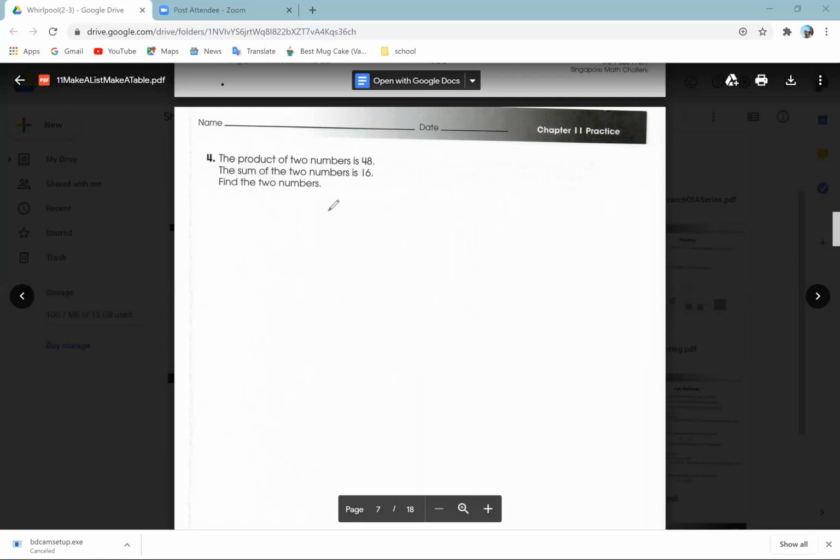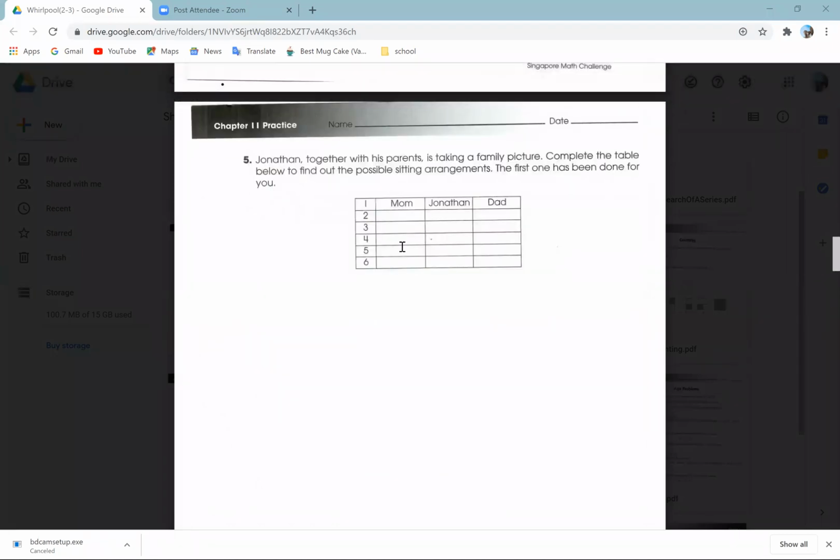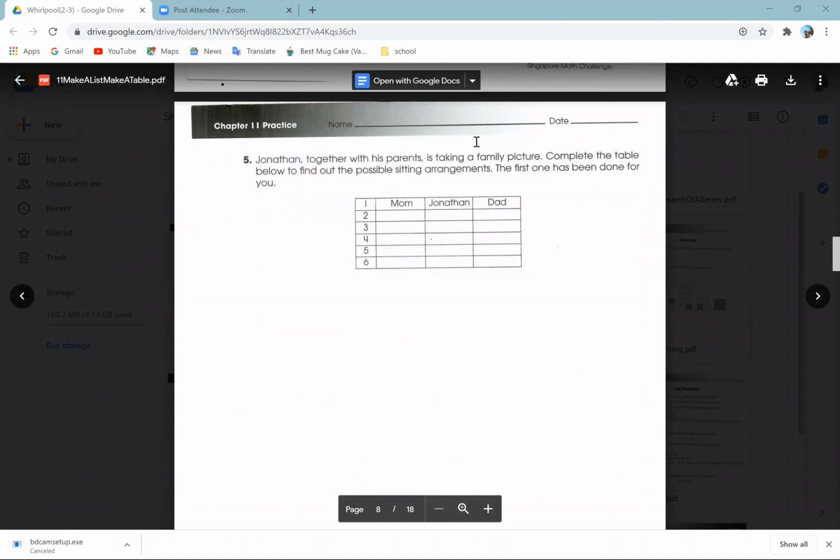Okay, let's move on to the next problem. Here, Jonathan, together with his parents, is taking a family picture. Complete the table below to find the possible sitting arrangements. The first one has been done for you. Okay, so it's kind of the same thing as a spider, right? Or the staircase with the shapes on it. So I'm just gonna do acronyms, or just the letters. So J, M, D, right? D, M, J.